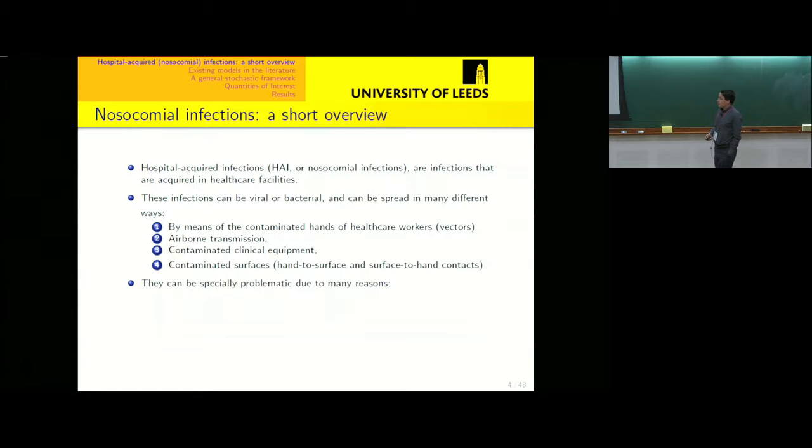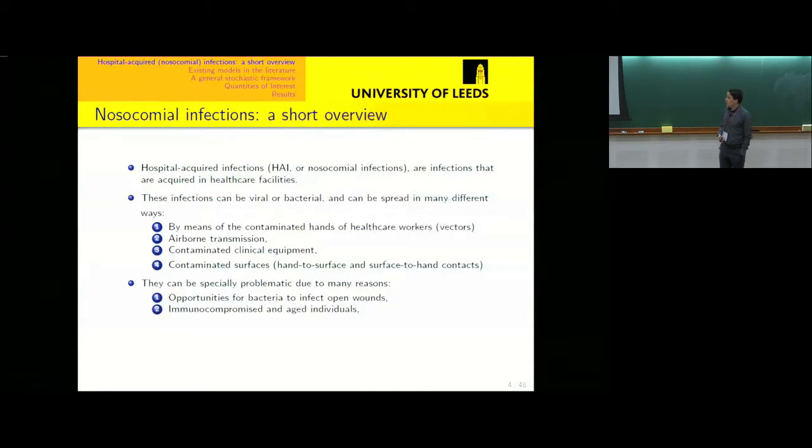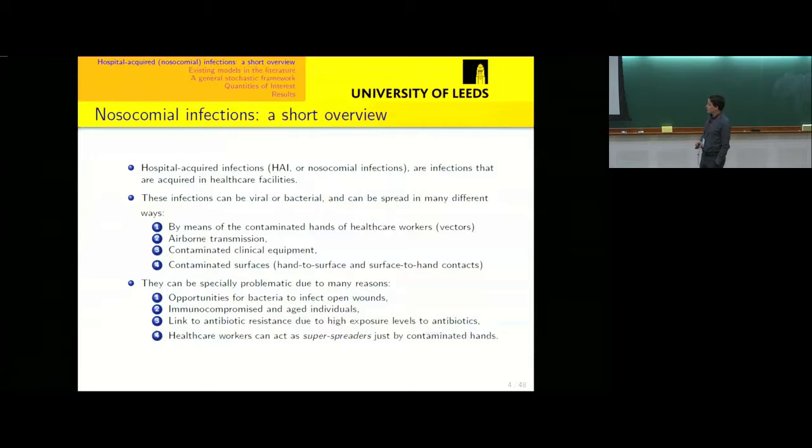They can be especially problematic in these settings, as you can imagine. So there are opportunities for bacteria to infect open wounds. There are immunocompromised individuals in hospital settings. You have a lot of antibiotic use in hospital settings, so there is a link with antibiotic resistance in these settings. And then you also have some particular individuals in these settings, for example, healthcare workers, that can act as what we call super spreaders in the theory in mathematical epidemiology, because these are individuals that in short amounts of time contact many individuals, and so they can spread the disease to many individuals in short periods of time.